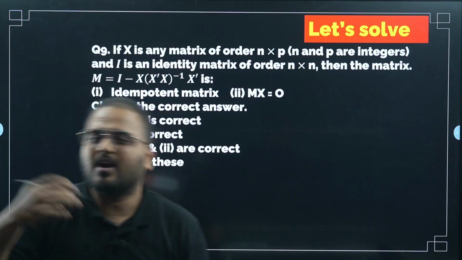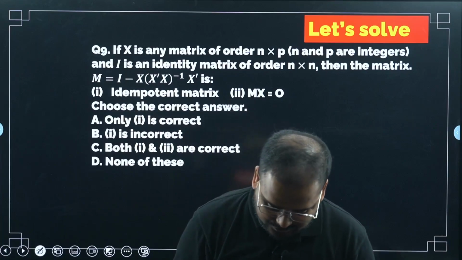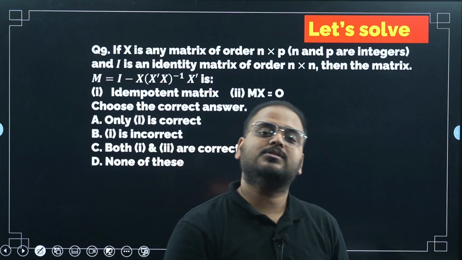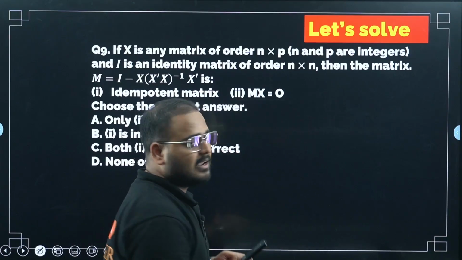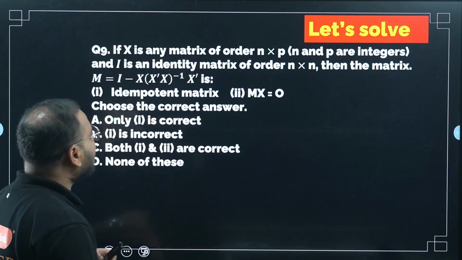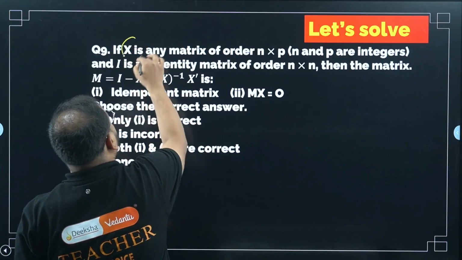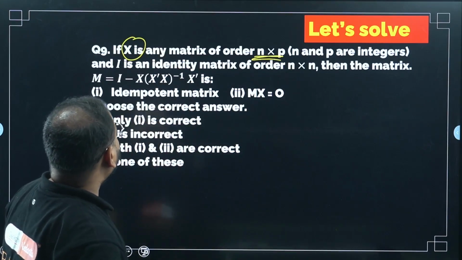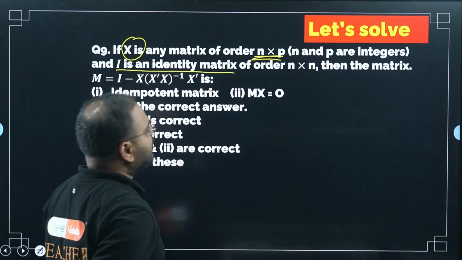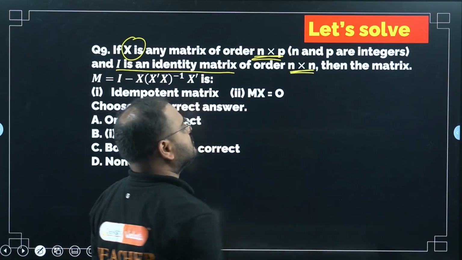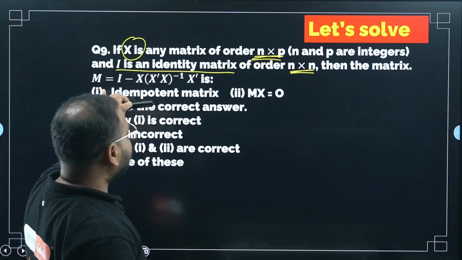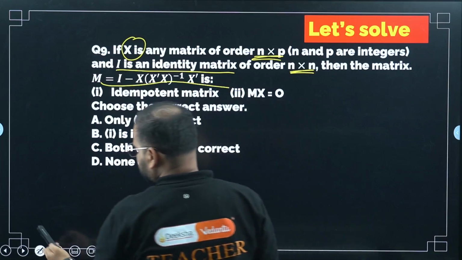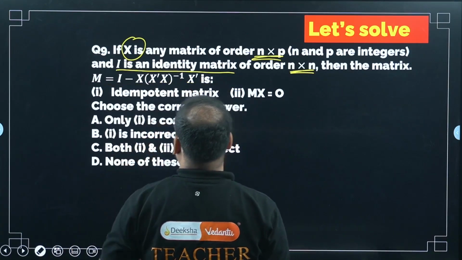So as you can see, all types of problems are taken here for all the variety of concepts which is there. On skew symmetric, transpose, or symmetric, all type of questions are included here. If X is any matrix of order n cross p, and I is an identity matrix of order n cross n, then they are saying that there is a matrix which is defined as M like this.